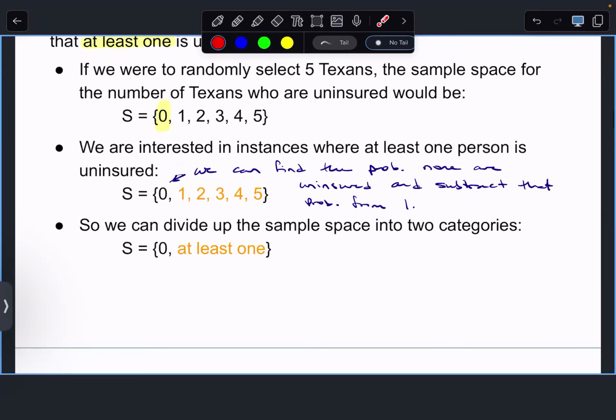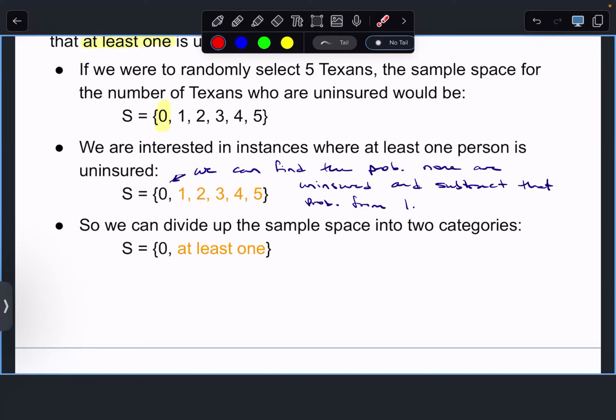And we want to find the instances where at least one person is uninsured. Now, what you could find is you could find the probability that 1 is uninsured plus the probability that 2 is uninsured, or 3 or 4 or 5. And whenever you're saying or, you're adding, right? You're adding those probabilities.